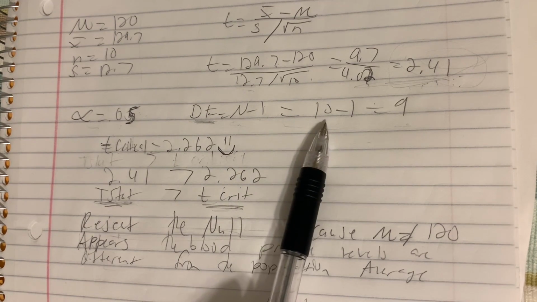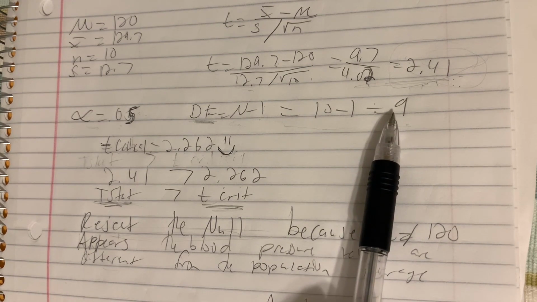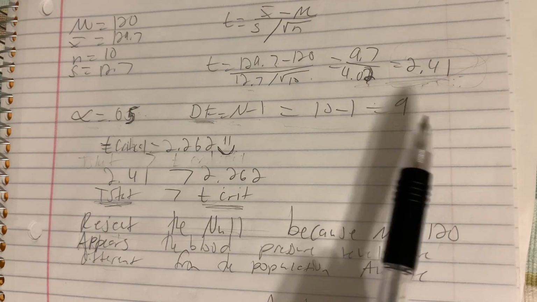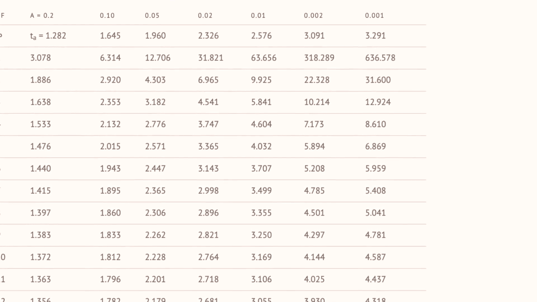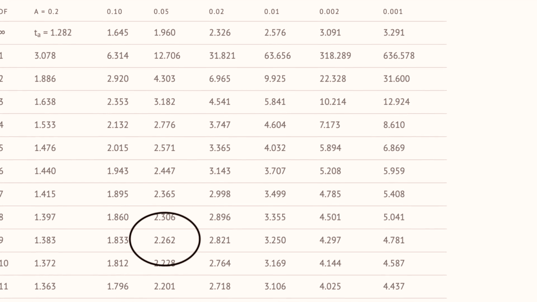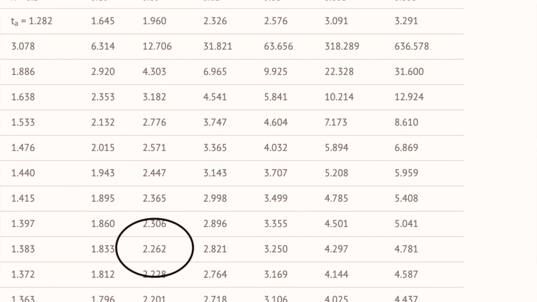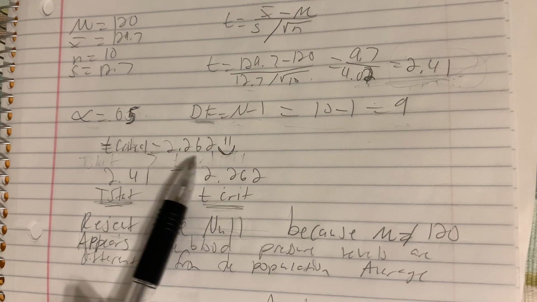Okay. So now you need to find where 9 and 0.05 meet. Under 2 tails or 1 tail? 2 tails. Okay, I got it. Alright, what is it? 2.262. Excellent! So that is the T critical value. No, you don't need that anymore since I have it written down.